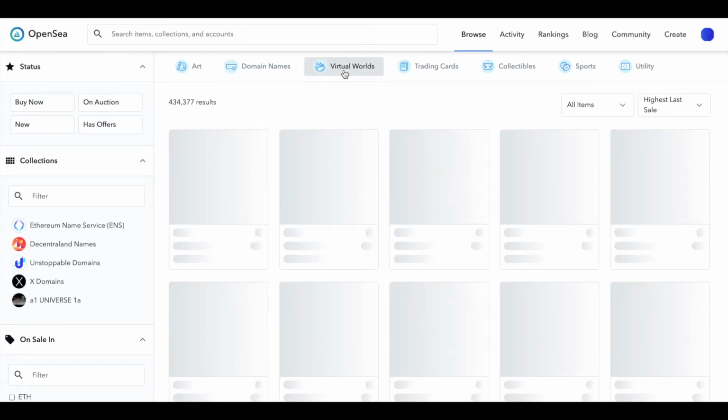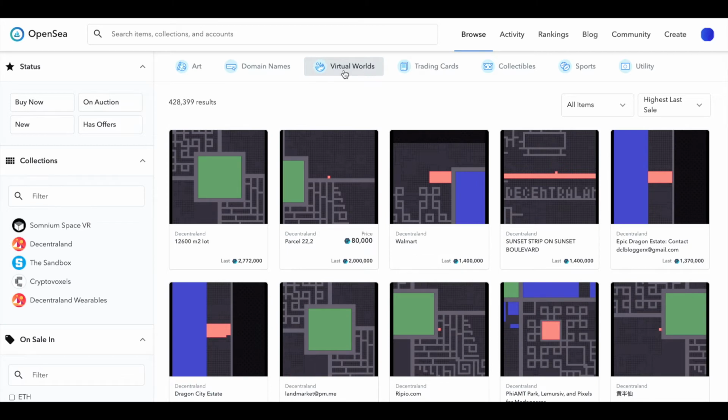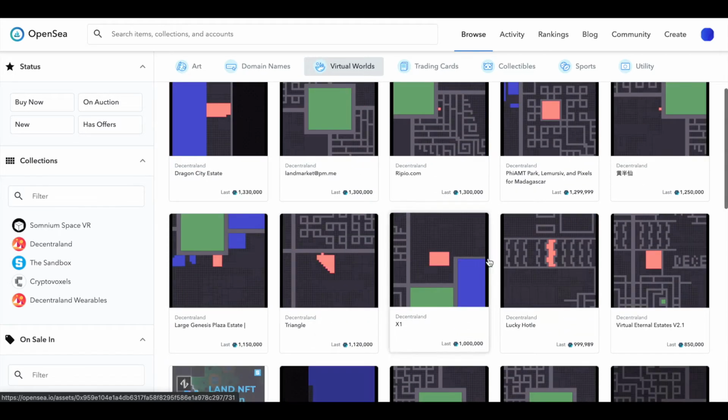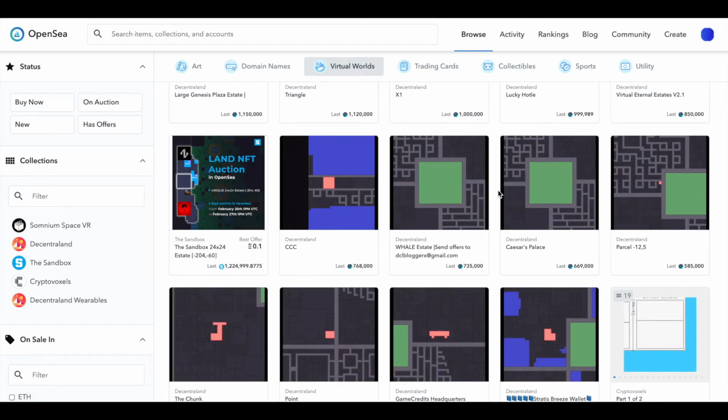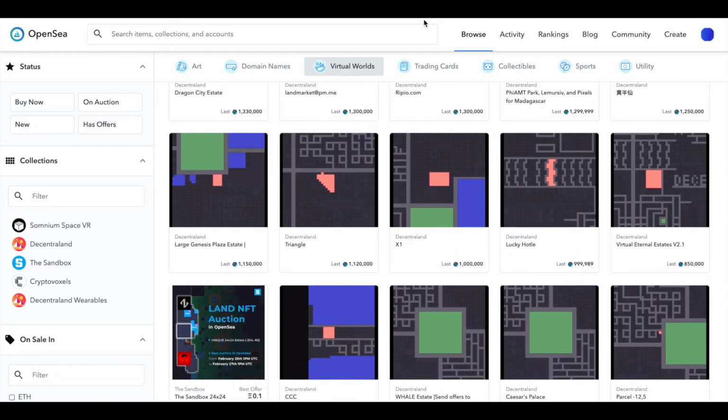Under virtual worlds, we have things like Decentraland and Sandbox and a bunch of others where you can buy virtual plots of land, and I'm going to take you through these in a separate video because these are very exciting to me. There's a lot you can do in these virtual worlds. You can build up things, and I think this is going to be the future of social media and virtual meetings and so on. I'm going to show you a little bit about Decentraland in a bit.